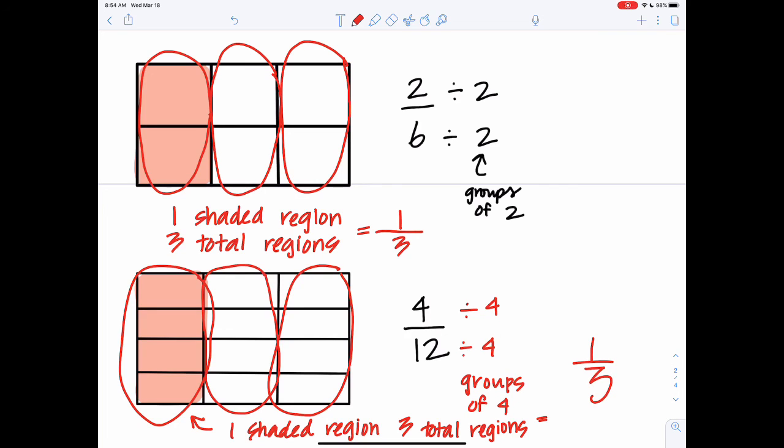So are these both equivalent fractions? Yes, they are.